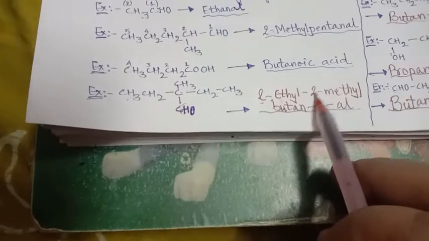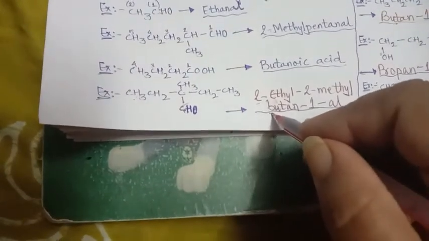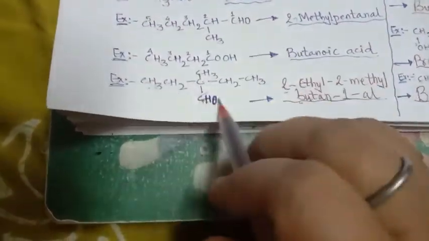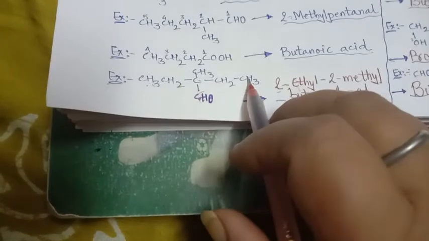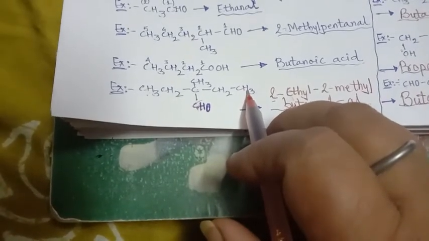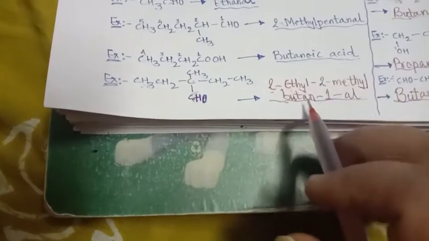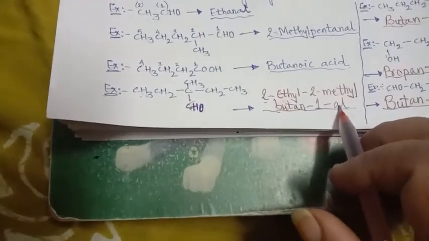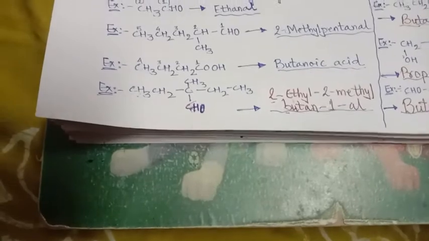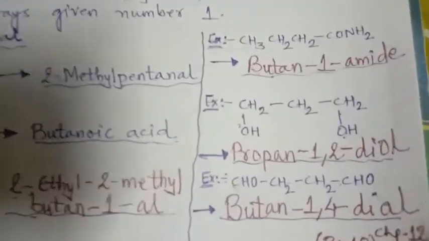2-ethyl, 2-methyl, 1, 2, 3, 4, 5. Right? See here. This is 5, but actually this is 1, 2, 3, 4 only. So it is not pentane, but it is butane. 2-ethyl, 2-methyl, butane, 1-al. Clear? Let us see a few more examples here.